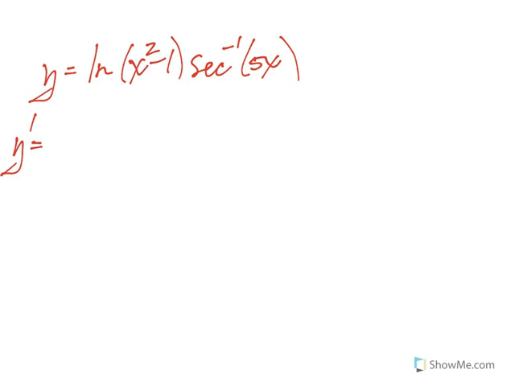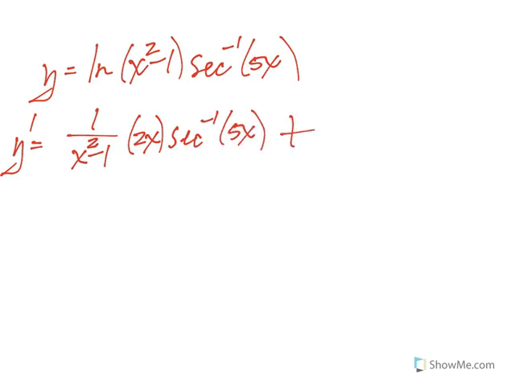The natural log of x squared minus 1 goes to 1 over x squared minus 1 times 2x. I'll take that times the second one as is, underived. And then I want to add it to the reverse. So the first is the natural log of x squared minus 1. And now I'm going to derive the arc secant.